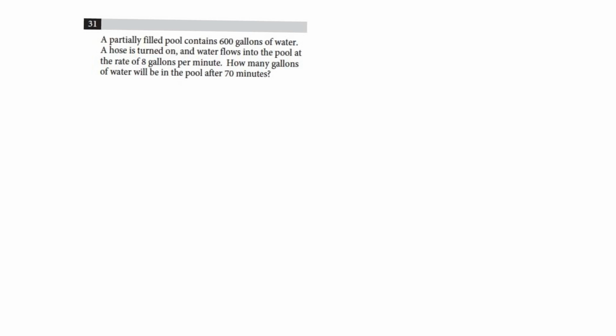Okay. 31. A pool contains 600 gallons of water. A hose is turned on and the water flows into the pool at a rate of 8 gallons per minute. How many gallons of water will be in the pool after 70 minutes? Well, we start out with 600 gallons plus every minute we're adding 8 gallons, and that's going to equal our total gallons in the pool.